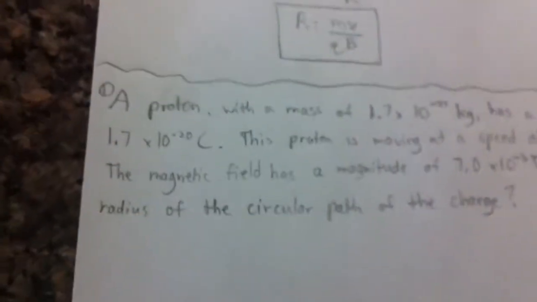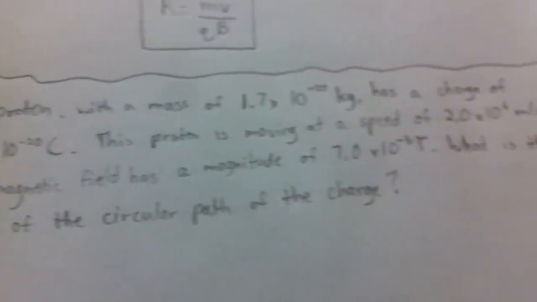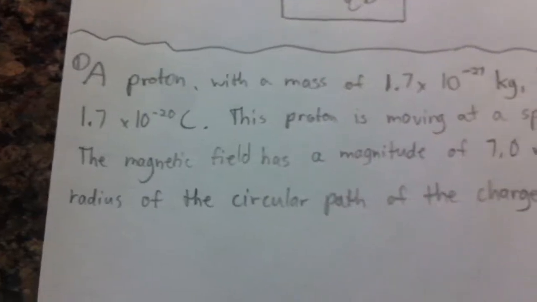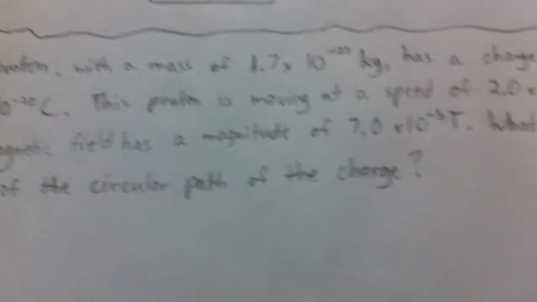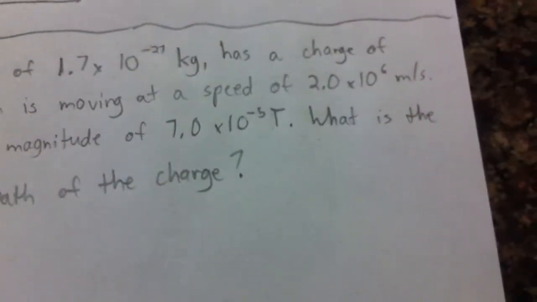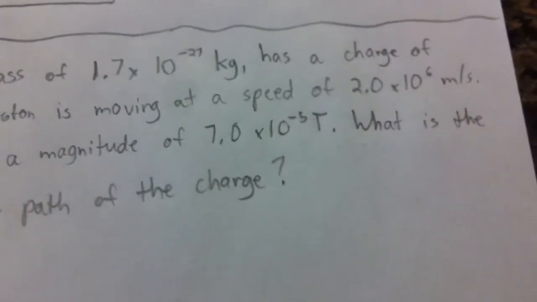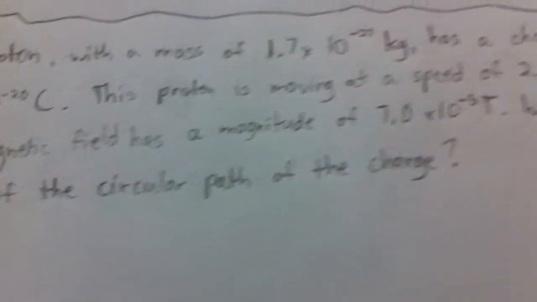So let's try a problem out. A proton with a mass of 1.7 times 10 to the negative 27 kg has a charge of 1.7 times 10 to the negative 20 coulombs. This proton is moving at a speed of 2.0 times 10 to the 6th meters per second. The magnetic field has a magnitude of 7.0 times 10 to the negative 5th teslas. What is the radius of the circular path of the charge?